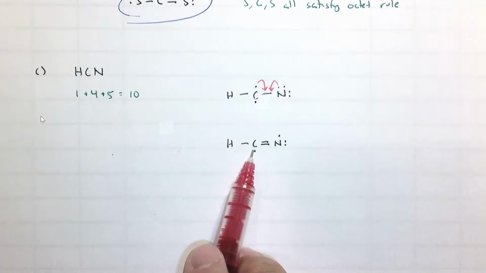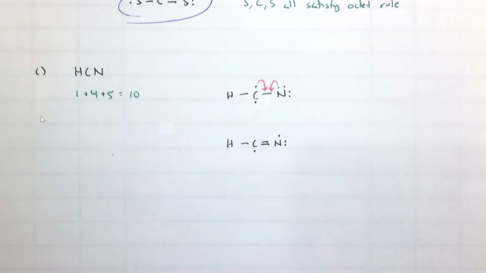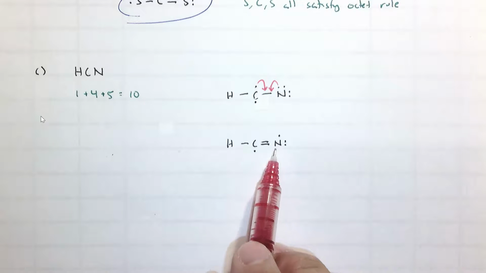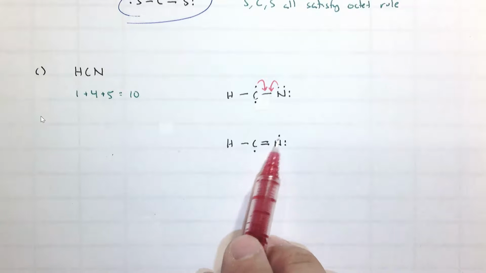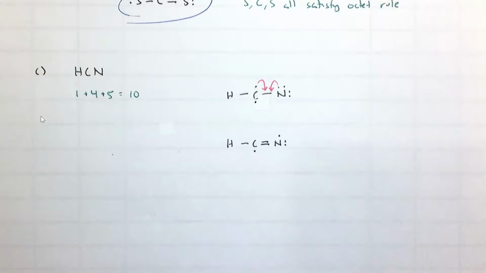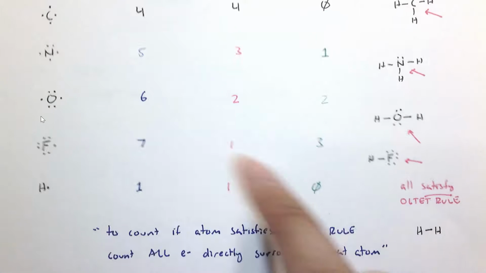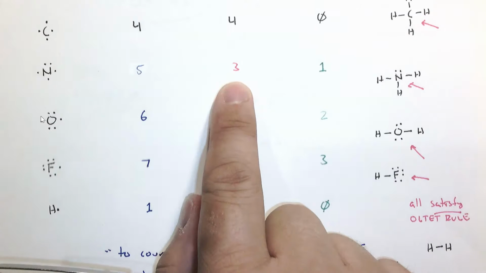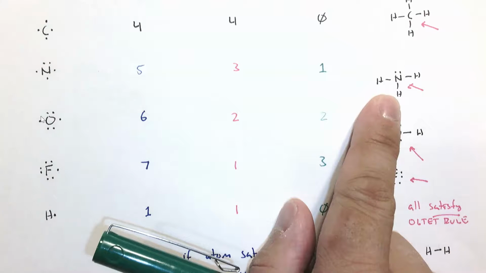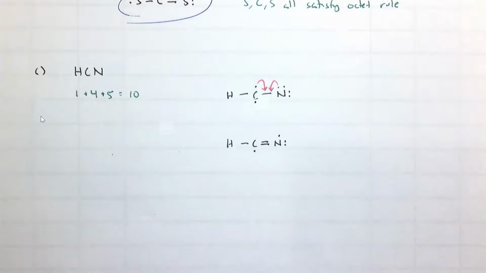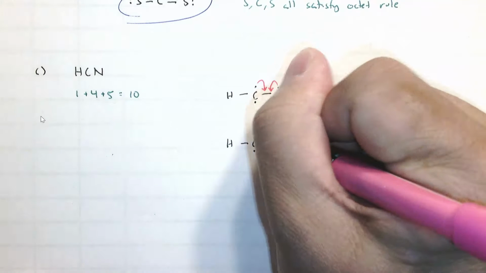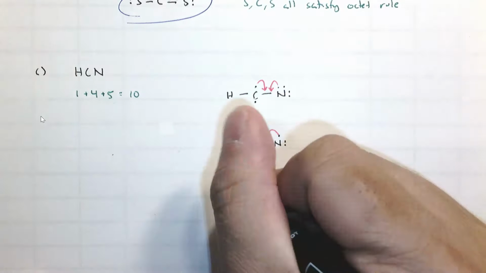Still, carbon doesn't satisfy the octet rule. 1, 2, 3, 4, 5, 6, 7. Nitrogen doesn't satisfy. 1, 2, 3, 4, 5, 6, 7. We also know from our bonding rules that nitrogen in the neutral state has 3 bonds, just like this example here. Right now it only has 2. Let's keep moving electrons and redraw our result.